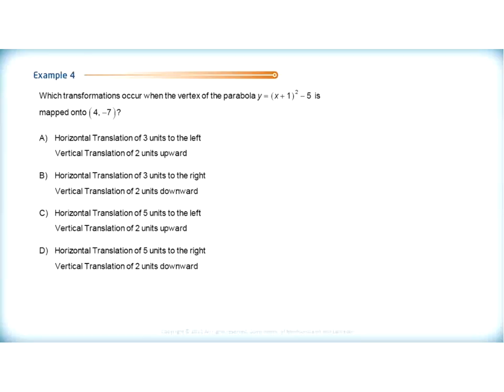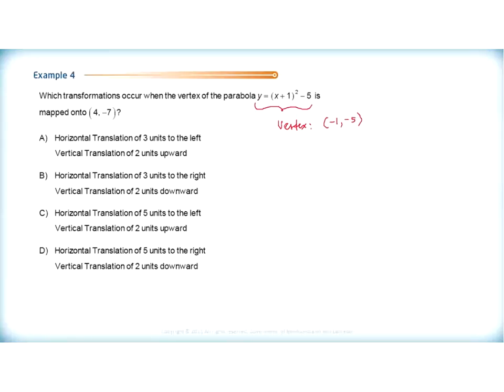Okay, let's have a look at another multiple choice question dealing with this topic. Which transformations occur when the vertex of the parabola y equals x plus 1 squared subtract 5 is mapped to 4 and negative 7? Now, the first thing we need to do is be able to identify the vertex of this parabola. You should recognize this as a parabola with a vertex at negative 1 and negative 5. So negative 1 and negative 5 is the vertex of my parabola, and this vertex has been mapped to 4, negative 7.